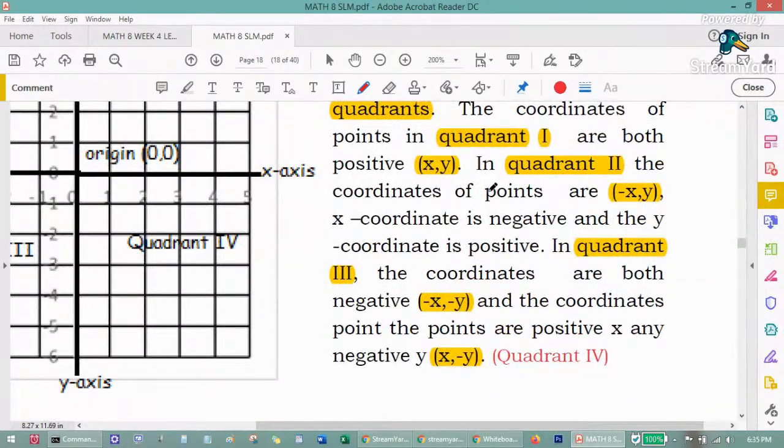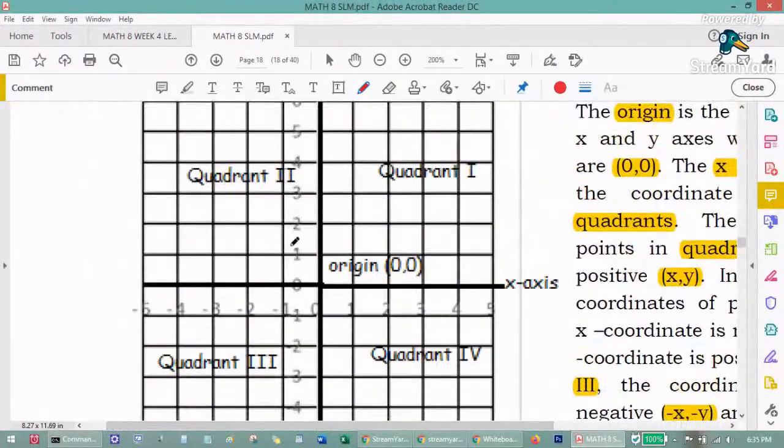Quadrant 2 naman, x is negative and y is positive. Okay? So, tingnan natin ang quadrant 2. This is quadrant 2. Ito ang ating x-axis. Ito yung 0. So, lahat na nandito is positive. Lahat nandito is negative.